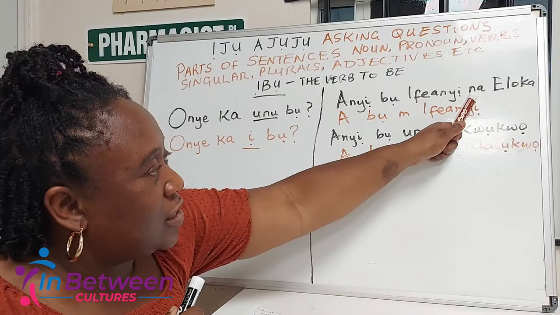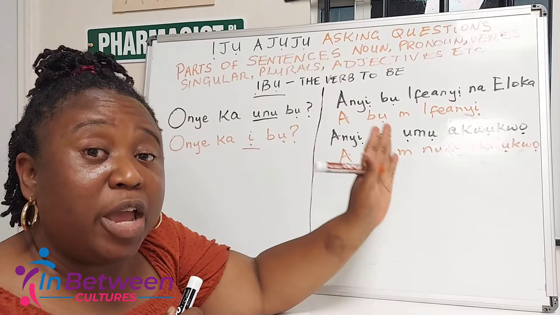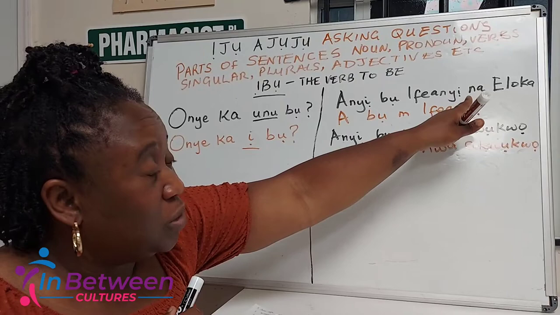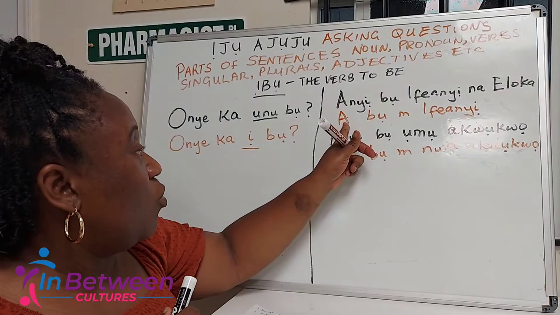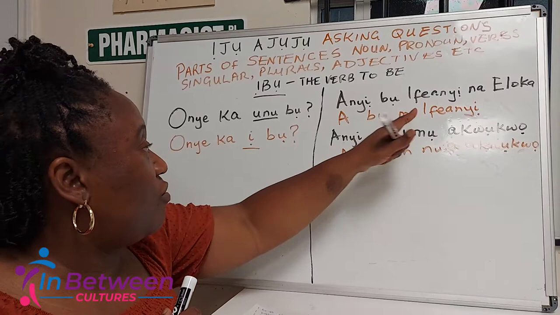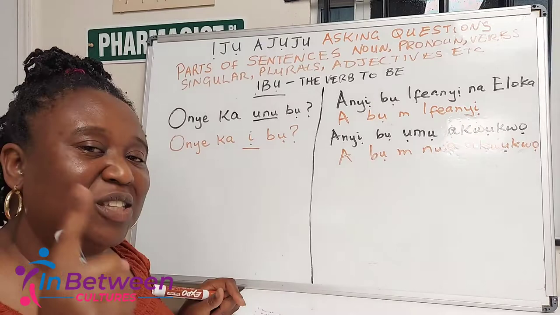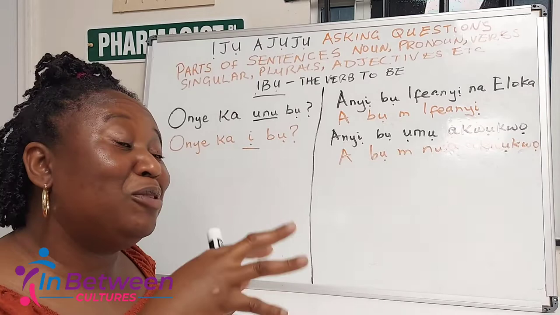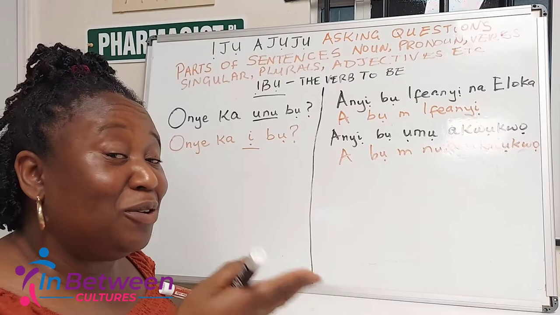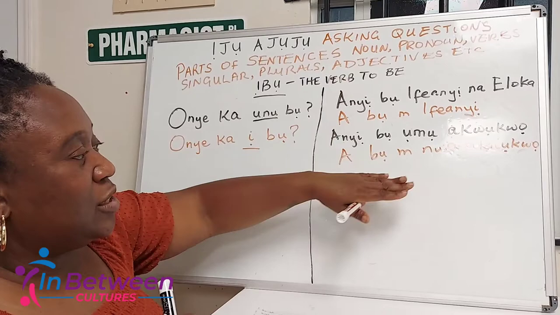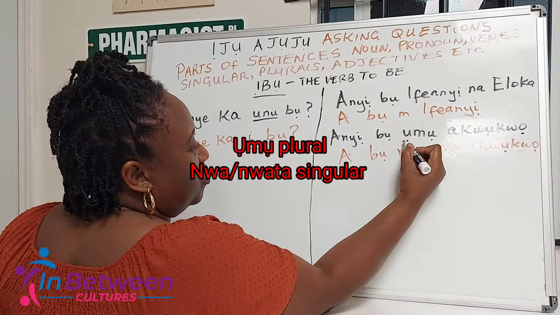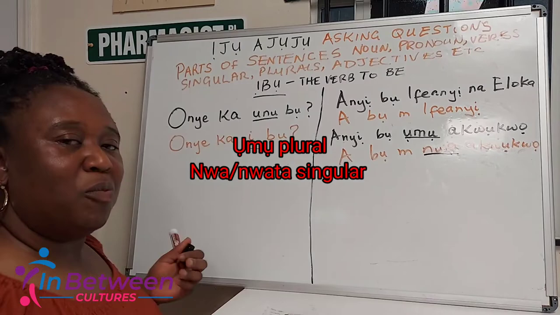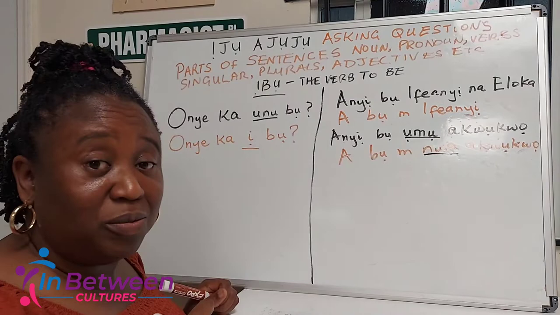The na we used to know was part of the verb: anyi na agba egwu. But now, na is a conjunction joining these two names, Ifeanyi and Eluka. Now, for the second person singular, it will be abum Ifeanyi, and the question will be onye ka i bu. You can't be asking one person, onye ka unu bu. When you ask one person, onye ka unu bu, that means you're accusing him of being with some spirits that you can't see, right? Okay, so this is just so you can see both of them in the same place. Now I want you to focus. Umu is the plural of Ngwa. Abum ngwa akwụkwọ, singular. Anyị bụ ụmụ akwụkwọ, plural. Are we making sense here? Note this.